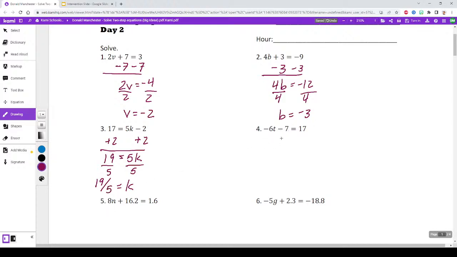Over here, we're going to undo a subtraction by addition. So that gives us -6t equals 24. We're going to undo multiplication by division. And so then t equals -4.